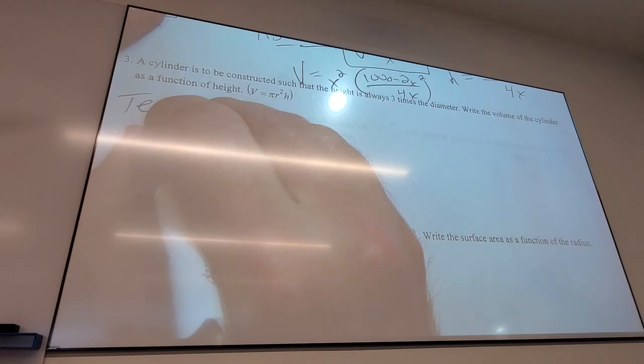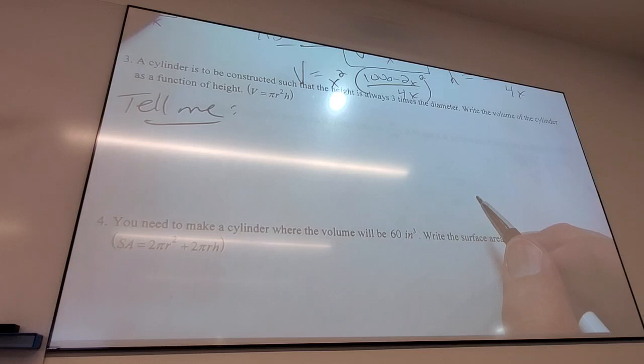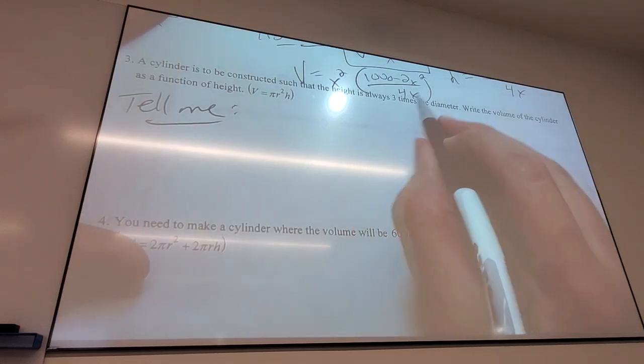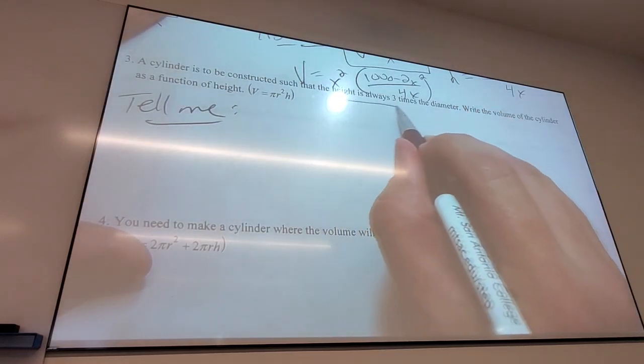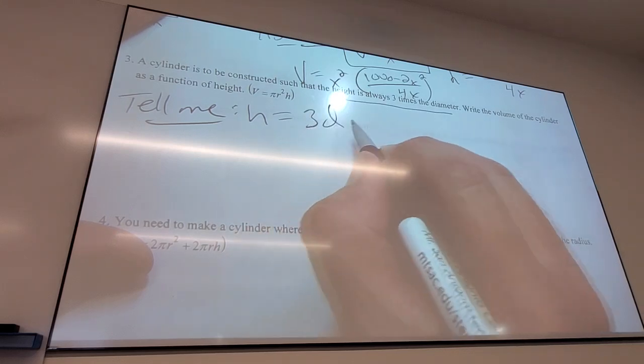3 times the diameter. You get 3 diameters, basically like 6 radiuses. So what did they tell me directly? The height is 3 times the diameter.